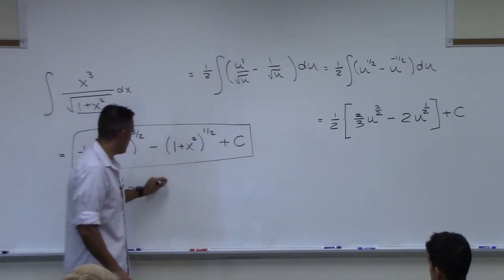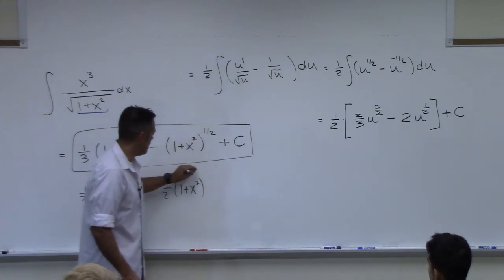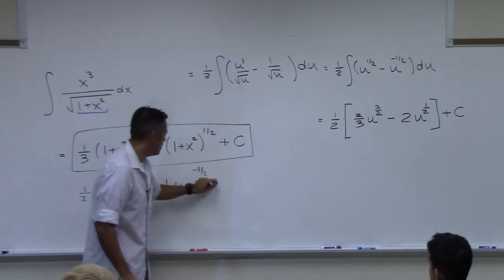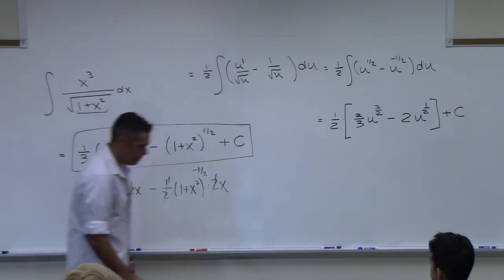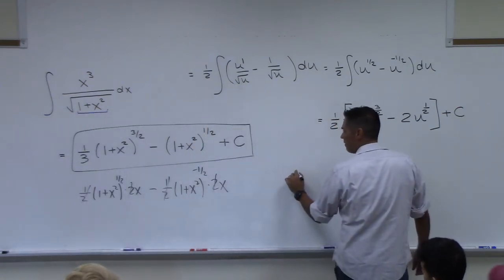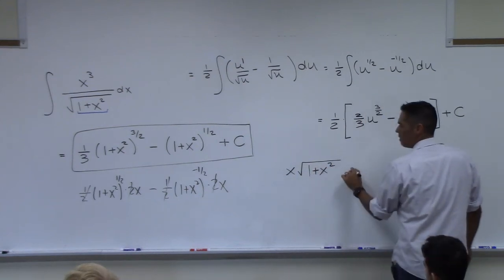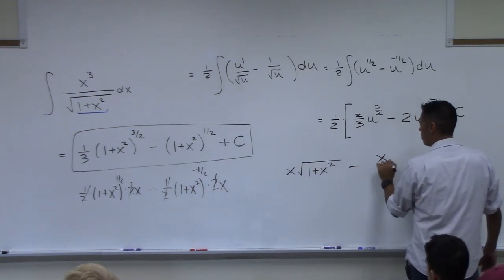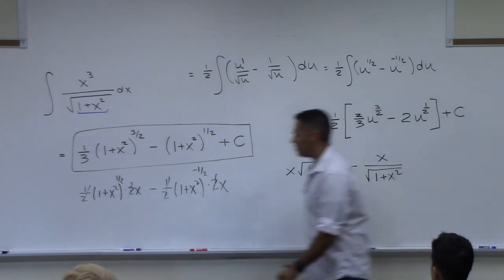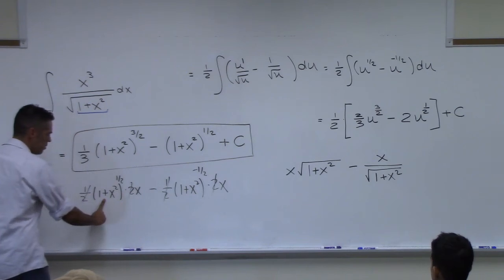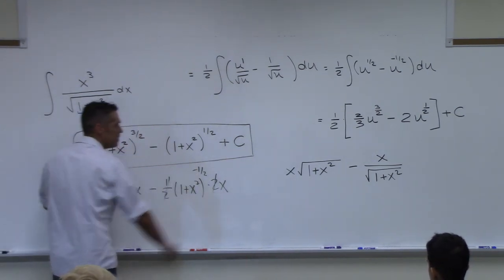Minus 1/2 comes out. 1/2. 1 plus x squared. Subtract 1. Minus 1/2 times derivative of what's inside, 2x. 2's cancel. All right, where are we? We have x square root of 1 plus x squared minus x over square root of 1 plus x squared. So I wrote this as a square root of 1 plus x squared times x. And then this one, because it was a negative exponent, dropped it down, and I left that x up there.